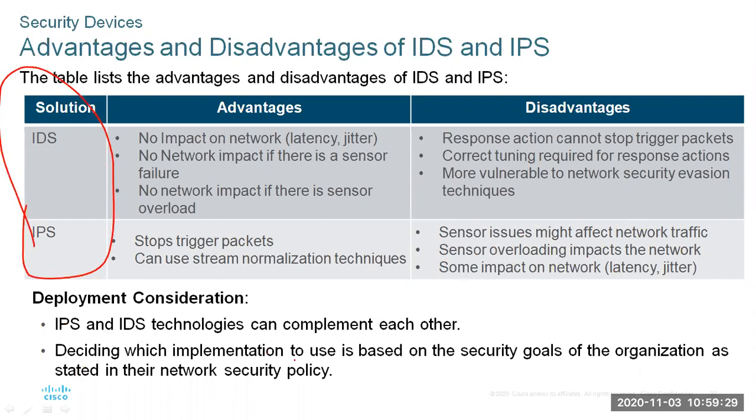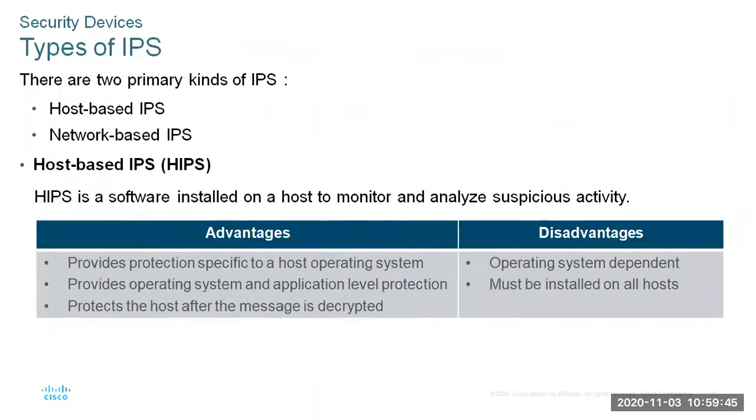Deciding which implementation to use is based on the security goals of the organization as stated in your network policy. So it's good to have both. But there are two primary kinds of intrusion prevention system: we have the host-based and we have the network-based.